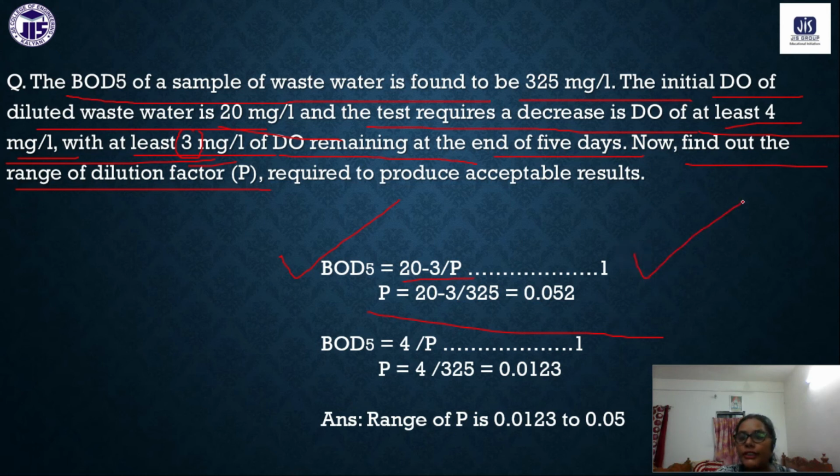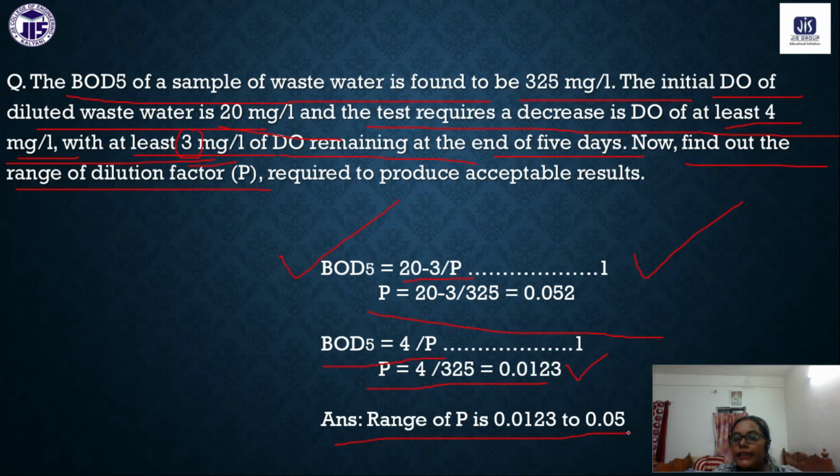So one equation is this one, and for the other equation, look here, the 4 milligram. What is 4 milligram? That is the decrease in dissolved oxygen, that means initial minus final. So we can write BOD 5 equals 4 by P, right? And P equals 4 by BOD 5, which is already given as 325 milligram per liter. So you can very easily calculate 4 by 325, that is another P value.